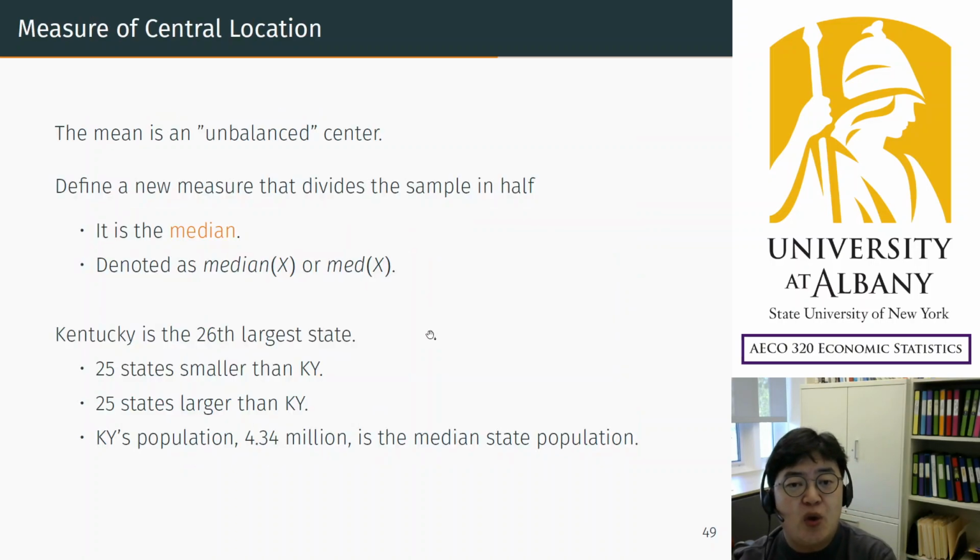Okay, so we define an alternative measure of central location, which is called the median. As I said, in this example, the mean is not balanced at all. So we are going to define another measure to balance the two sides. That is, simply cut the sample in half and choose the middle one. That is the median. In other words, given the median, half of the observations are smaller than the median, and the other half are larger than the median. We denote this as median of x, or simply MED of x. And back to our example.